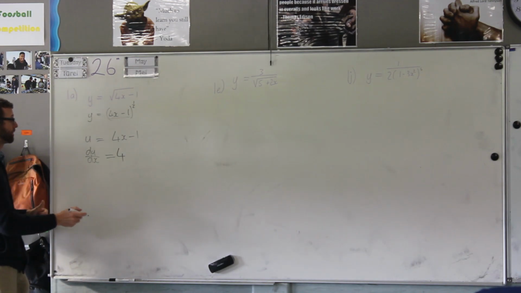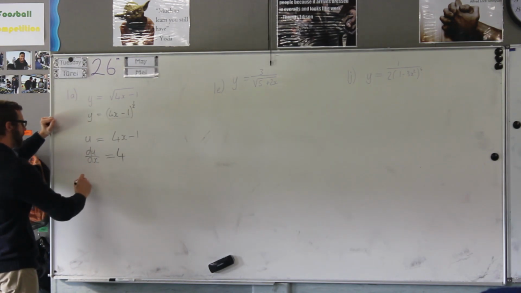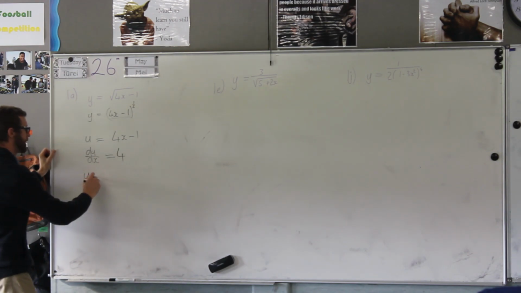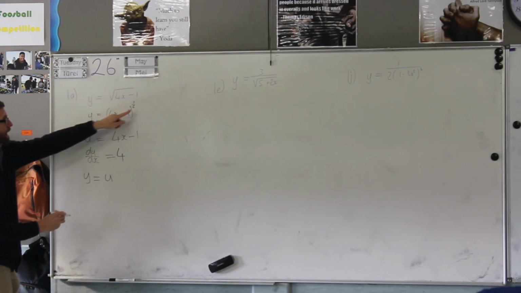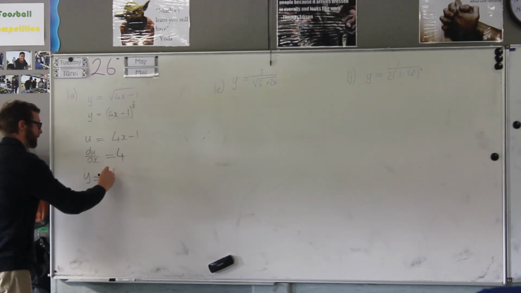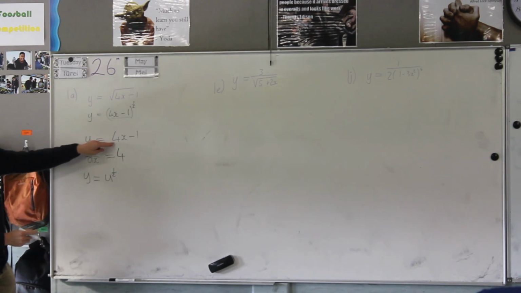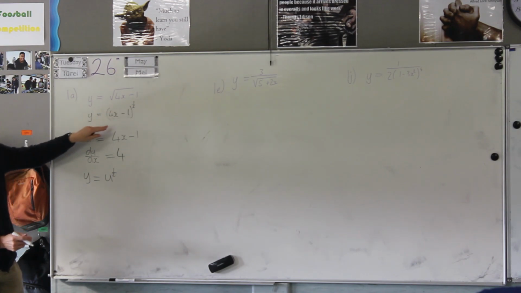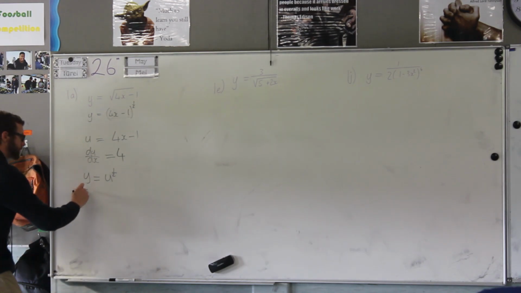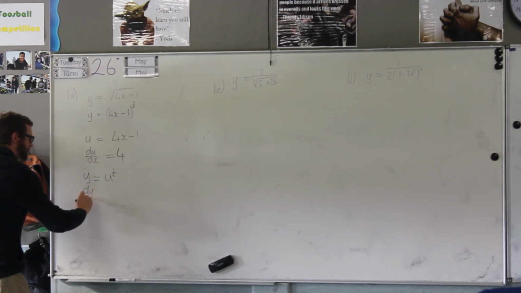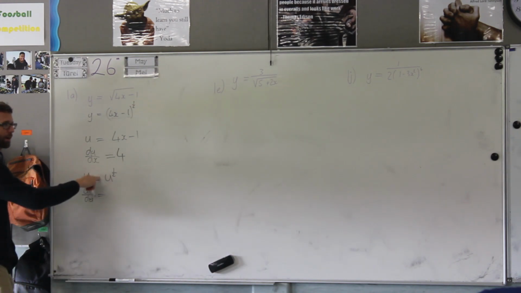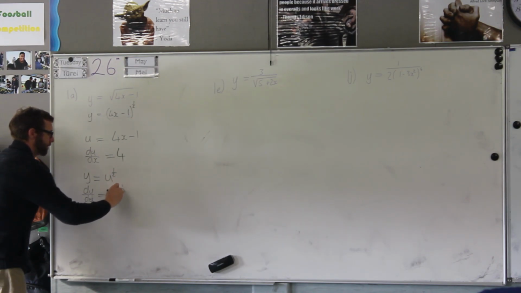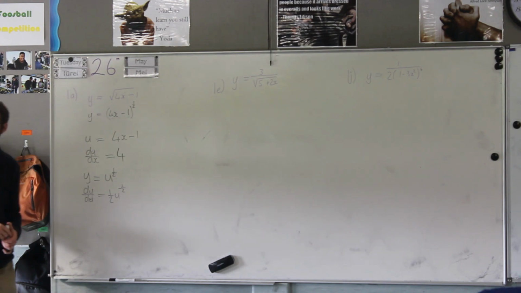All good. Okay. Then we look at this and we say, if that's what u is equal to, y is equal to u to the power of 1/2. So I've taken this to be u, which is this bit here, so y must be this bit here to the power of a half, or u to the power of a half. And then I do dy du, which is 1/2 u to the minus 1/2. Everyone with me so far?